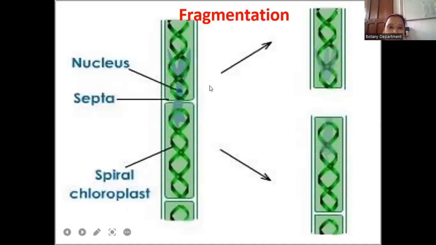The best example of fragmentation is Spirogyra. This picture shows Spirogyra. The total structure is the plant body, a filamentous plant body. You can observe the septa at this point. In the cell, the nucleus is present, and the green colored part is the spiral chloroplast. This body divides into two pieces or two fragments. Each and every fragment produces a new algal plant, a new Spirogyra plant.